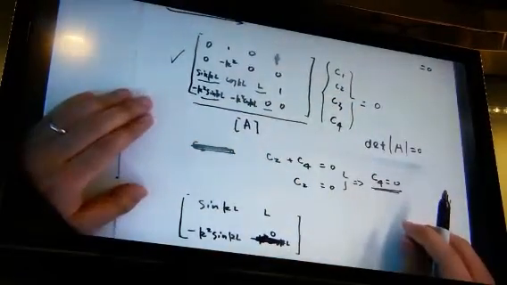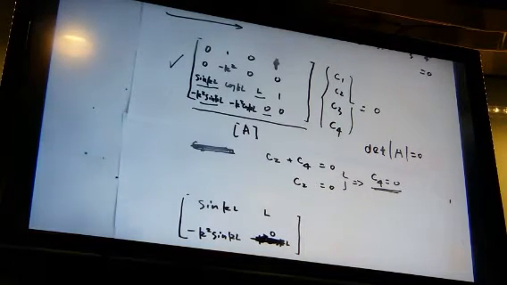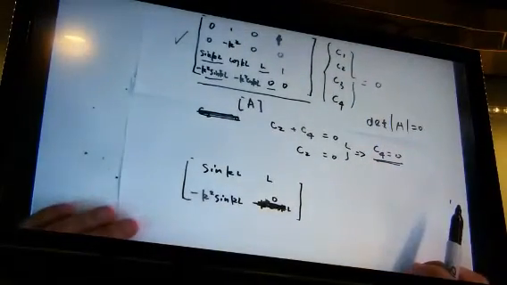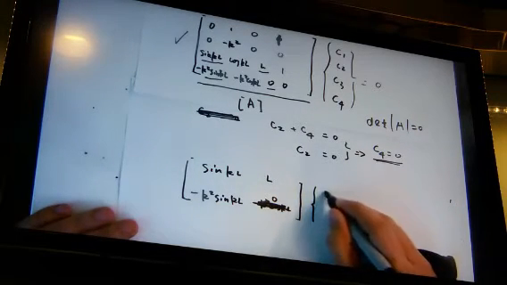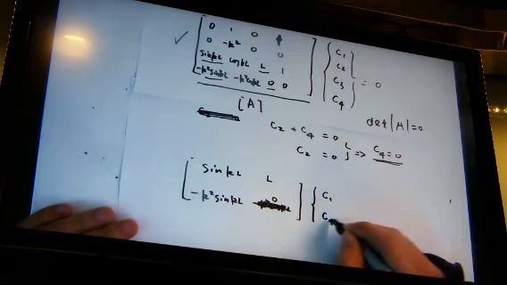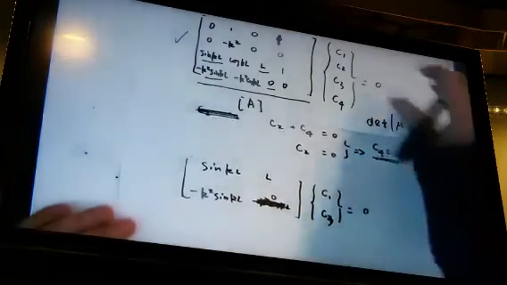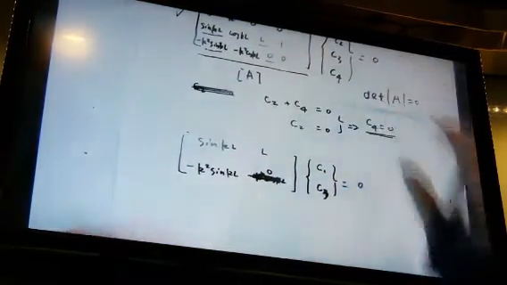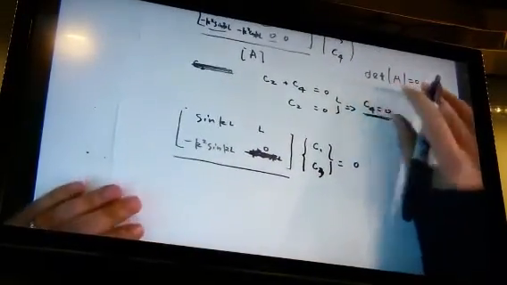Because C2 and C4 are 0, all of the coefficients related with C1 and C3 should be there. So the reduced 2x2 matrix should be this one: sine KL, L, K squared sine KL, 0, times C1, C3, equal to 0. I get this equation through using C2 and C4 equal to 0. You only have two unknowns, C1 and C3. And then this coefficient has to be 0 because C1 and C3 cannot be 0.